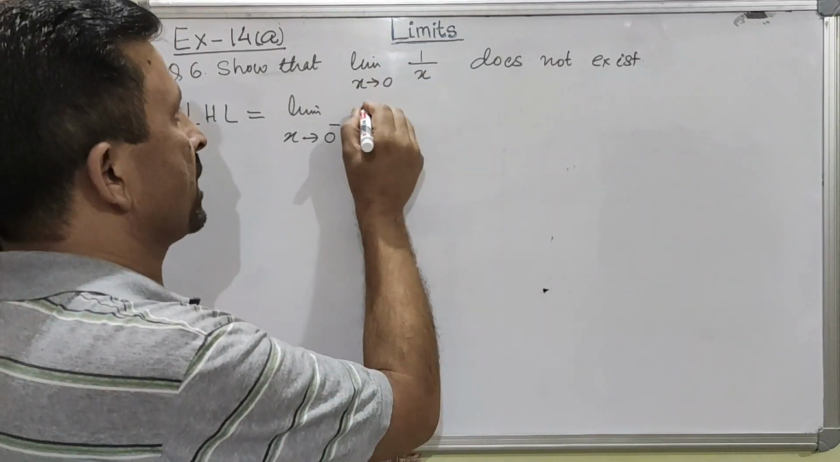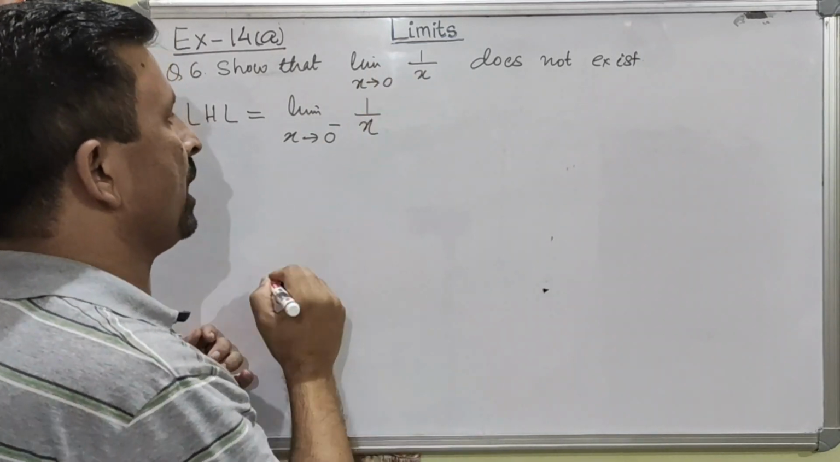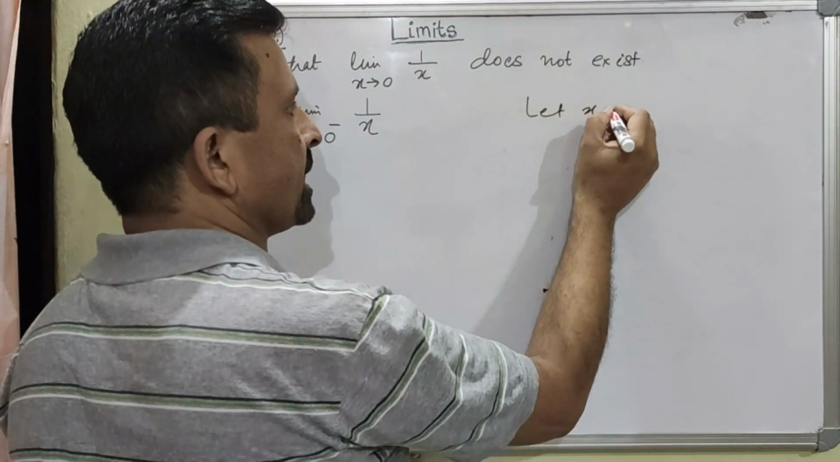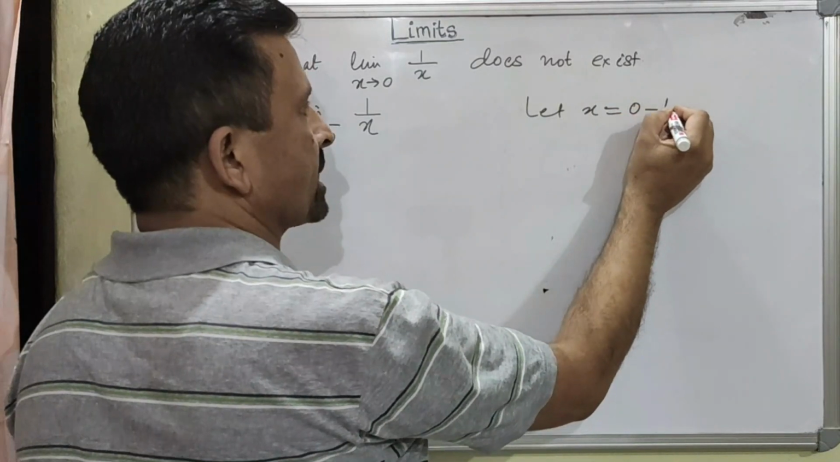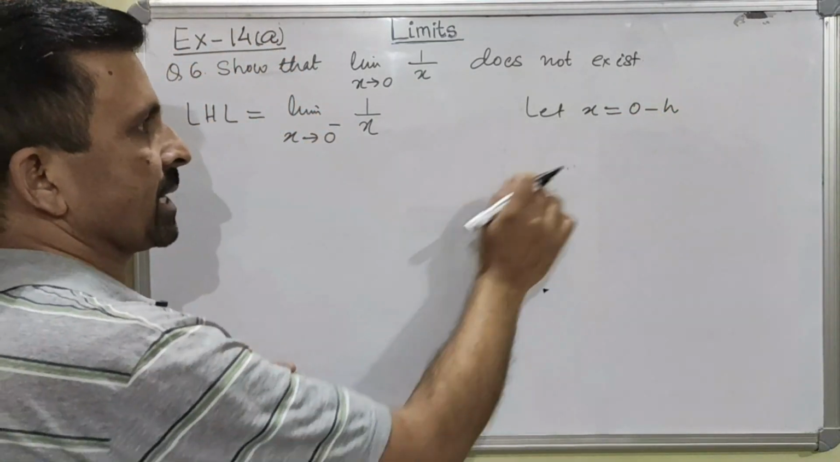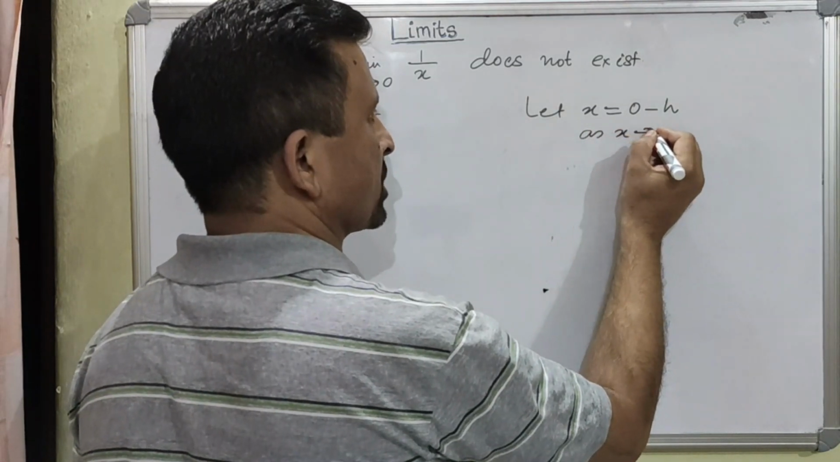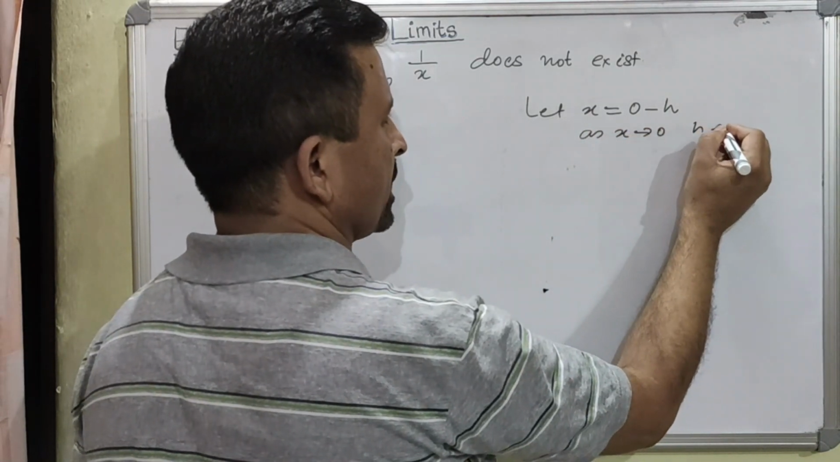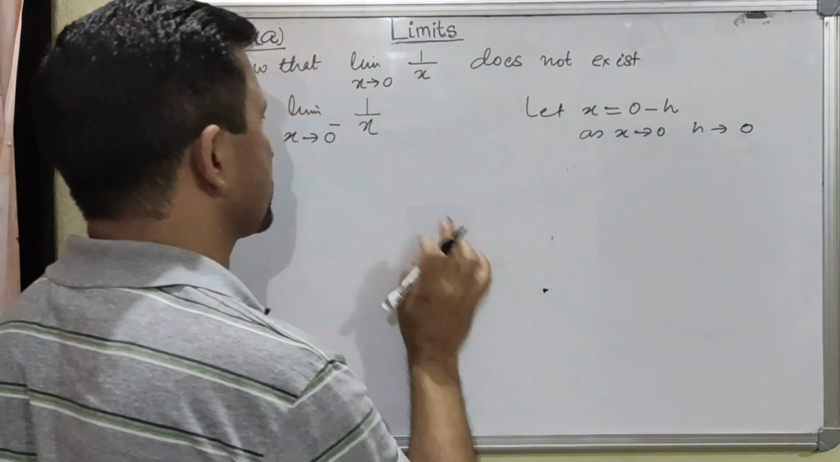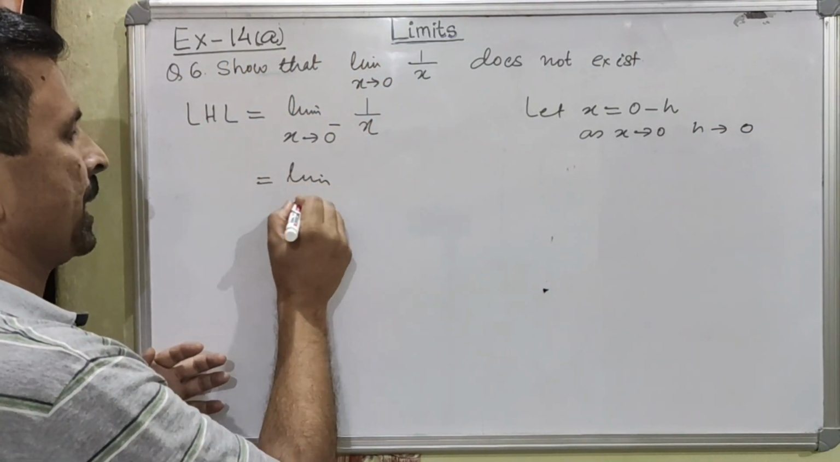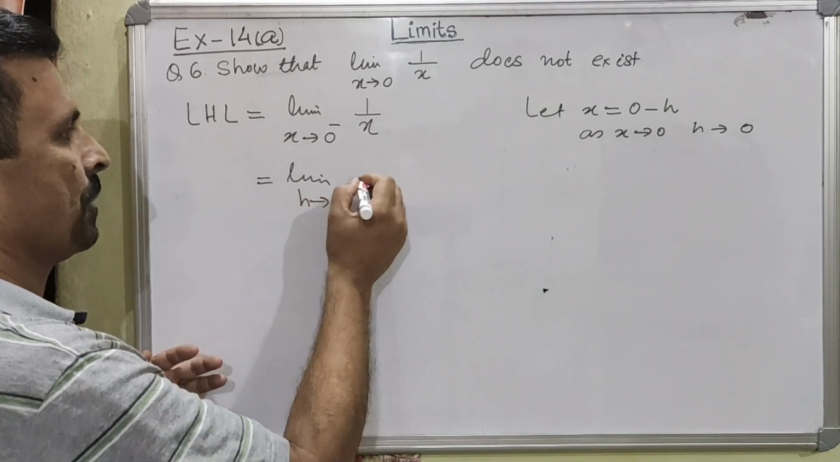So this is your function 1 over x. Now we are going to assume let x is equal to 0 minus h, right? Because from the left hand side, therefore subtracting. And here then we write as x approaches 0, h also is approaching 0. So with this we'll change the limit, and this is limit h tending to 0.